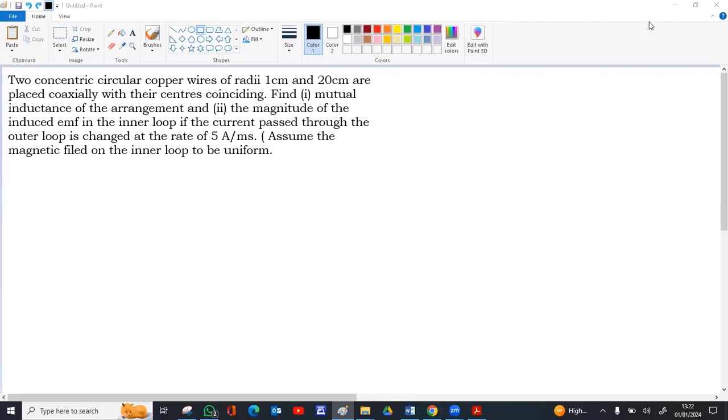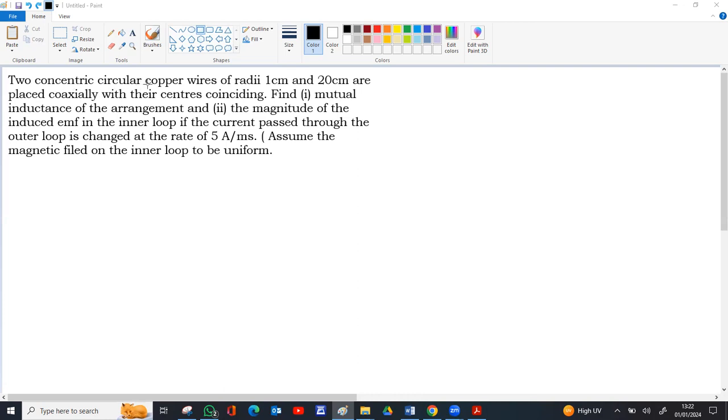There are two concentric circular copper wires with radius 1 cm and 20 cm. They are placed with the same axis and the centers coinciding. The first part is to find the mutual inductance of the arrangement. Second part, the magnitude of the induced EMF in the inner loop if the current passed through the outer loop is changed at the rate of 5 ampere per millisecond. Assume the magnetic field of the inner loop to be uniform.